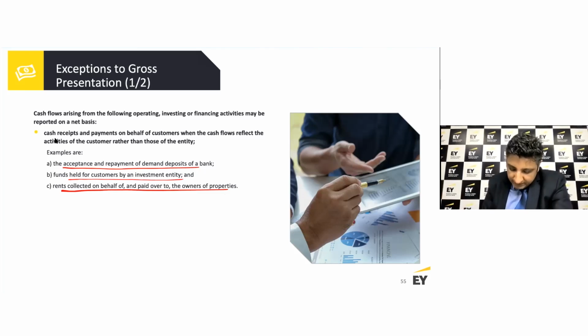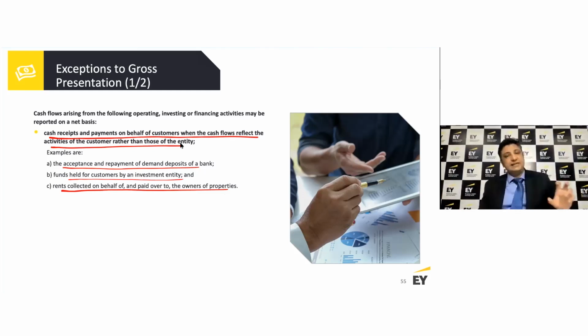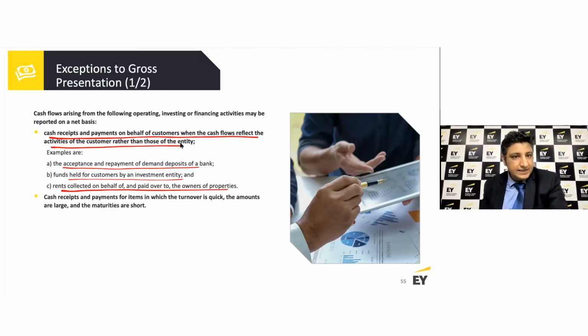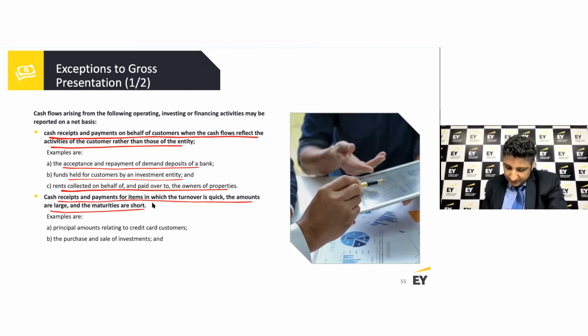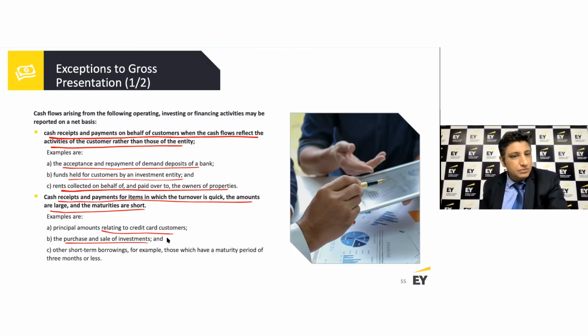When do you do that? When the cash receipts and payments are on behalf of the customers, when they reflect the activities of the customer instead of the entity itself. That is where you are required to show them net. Similarly, cash receipts and payments for which the turnover is quick, the amounts are large, and the maturities are short, as we took the example of credit card customers. It could be about the sale or purchase of investments or other short-term borrowings with a maturity of 3 months or less. This is very specific to certain industries or financial institutions.